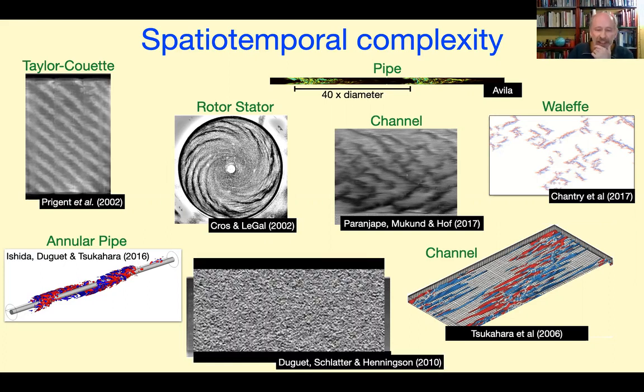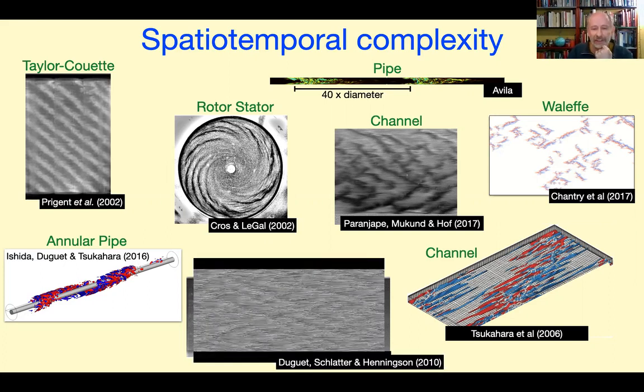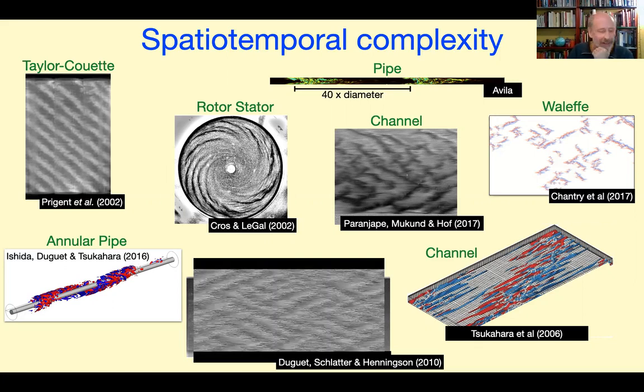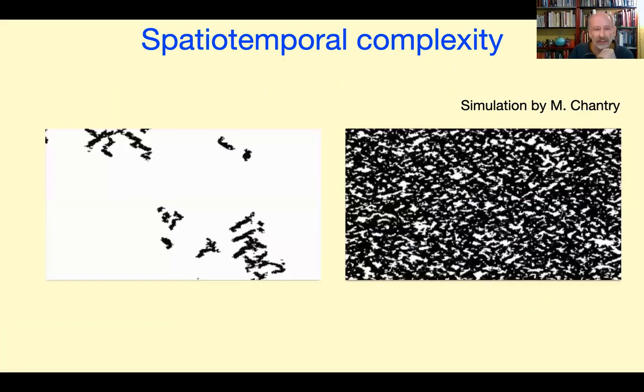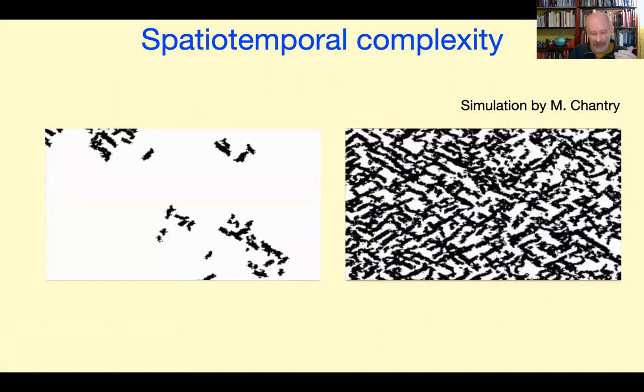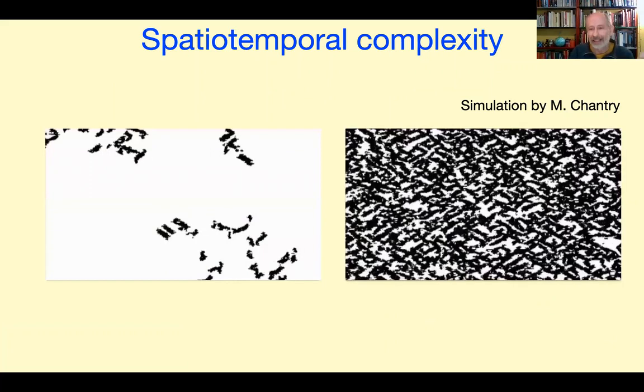This is a movie by Duguet, Schlatter, and Henningson of roughly the same geometry and the same situation as that experiment by Prigent et al. And you see the formation of these oblique stripe patterns. Let me show you a simulation by Matt Chantry of a stress-free version of this. I'll describe this more later. And here, black is the turbulent region, and white is laminar flow.